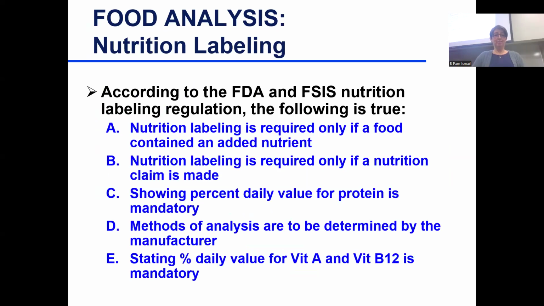All right. Let's see. Read that for a minute. Make a guess. FDA stands for Food and Drug Administration. FSIS stands for Food Safety and Inspection Service. Any brave soul? You're all brave souls, but anyone want to answer?